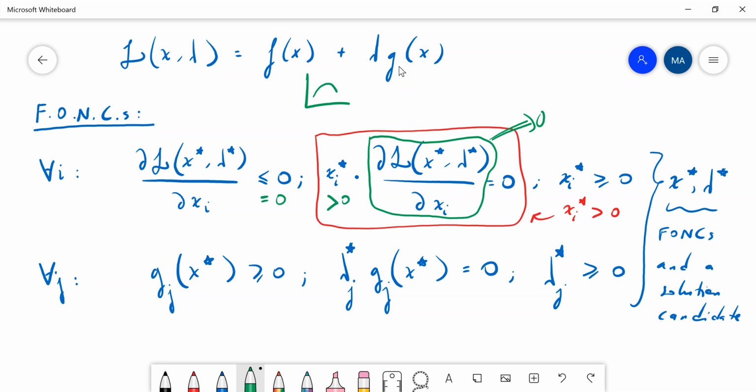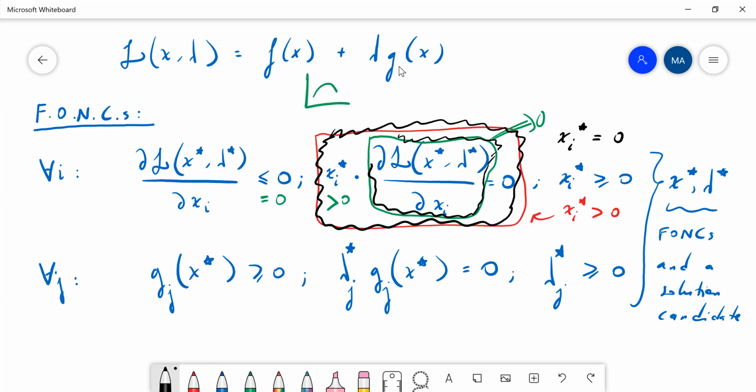Right? Now, instead, if xi star is 0, okay, then you basically learn nothing about the derivative of the Lagrange, right? Because this equation basically drops. This condition drops. So what do you have if xi star is equal to 0? Either this is true. This is the third case. Okay? Or this is true. And this is the second case. Okay?